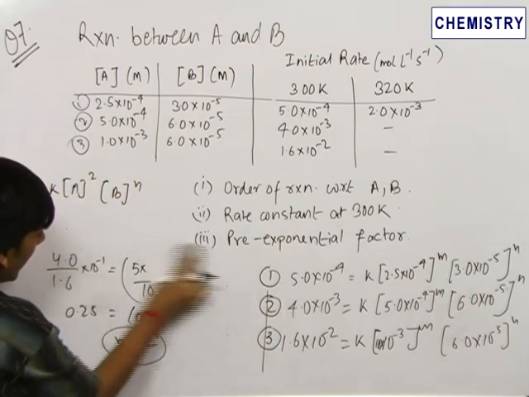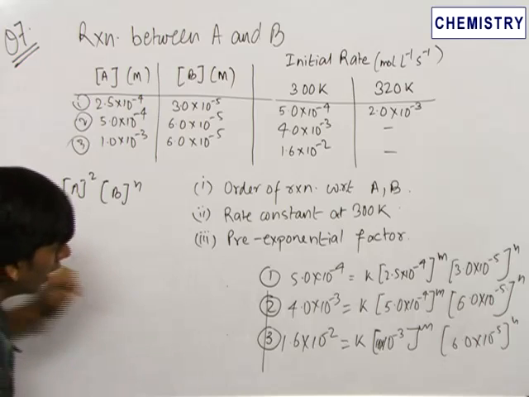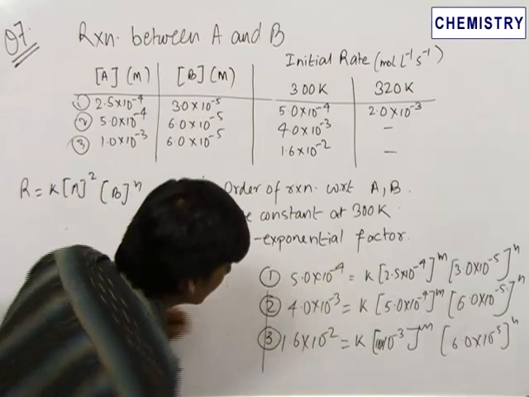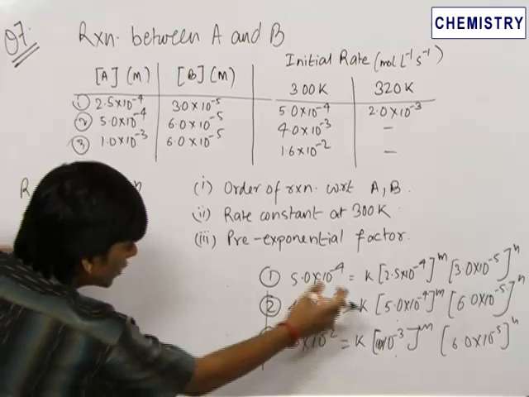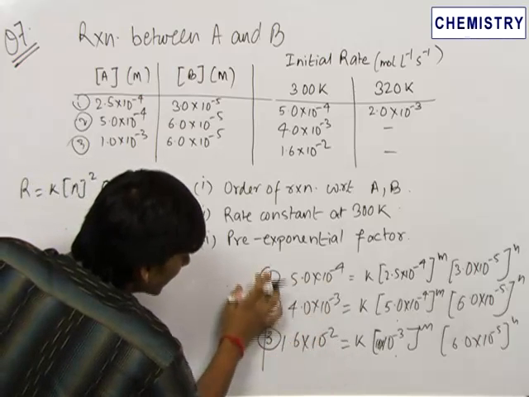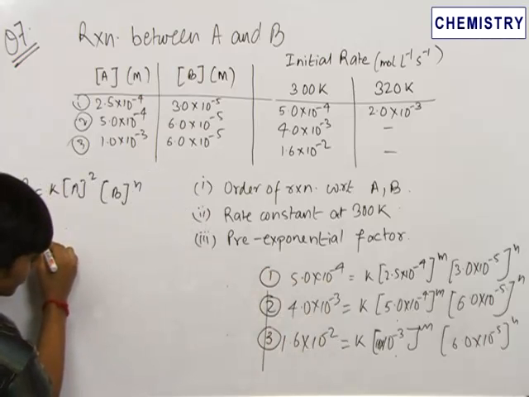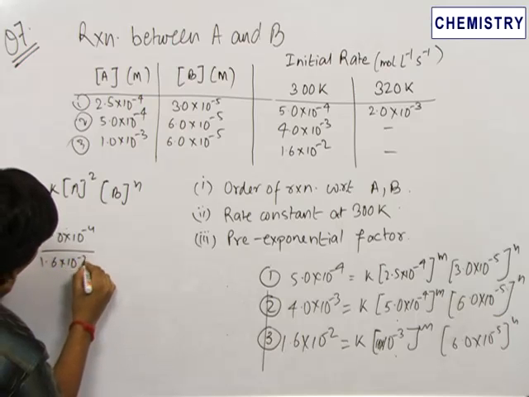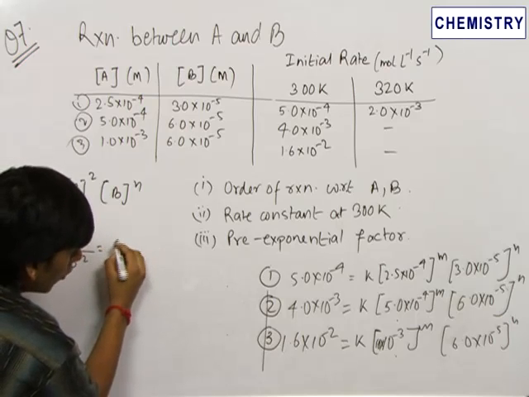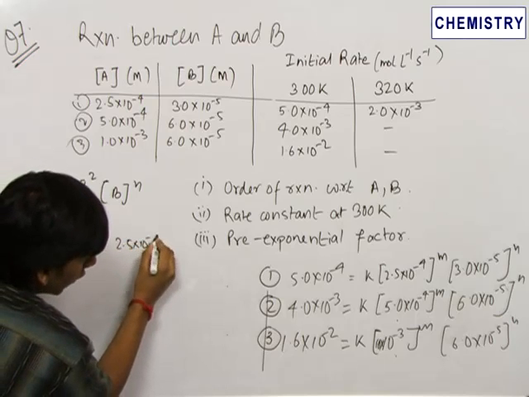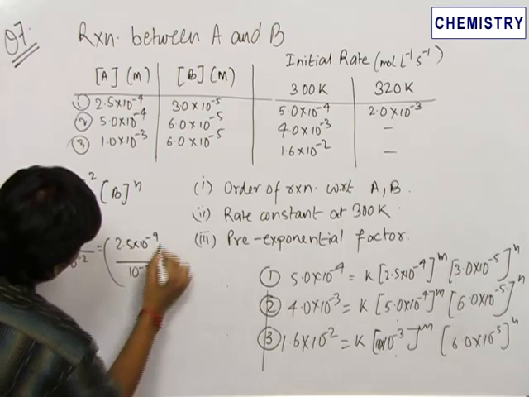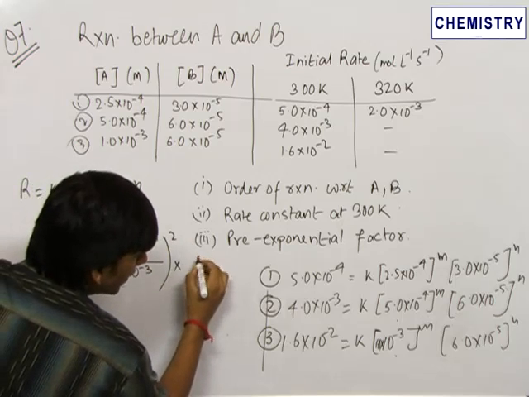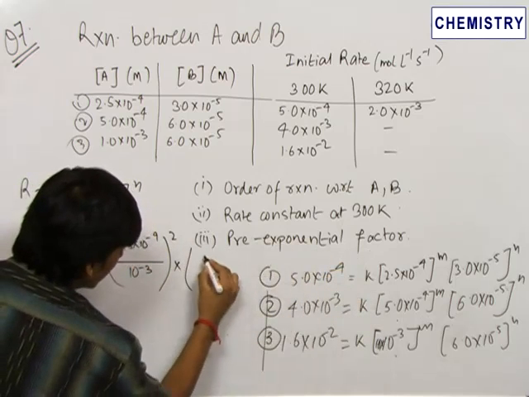Now, let us solve for n. We don't find two equations in which you can directly divide so that m terms cancel, because these three are all different. So, let us do one thing. Let us divide the first and the third one to get 5.0 into 10 raised to minus 4 upon 1.6 into 10 raised to minus 2. This is equal to 2.5 into 10 raised to minus 4 upon 10 raised to minus 3 to the power m that we know as 2, into 3.0 into 10 raised to minus 5 upon 6.0 into 10 raised to minus 5, that is half to the power n.